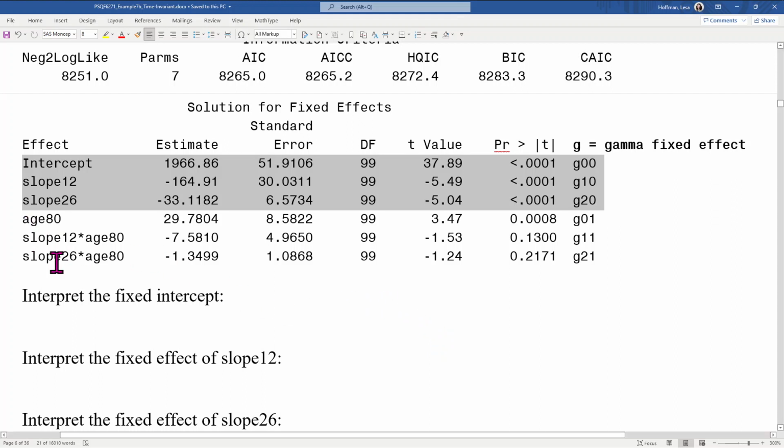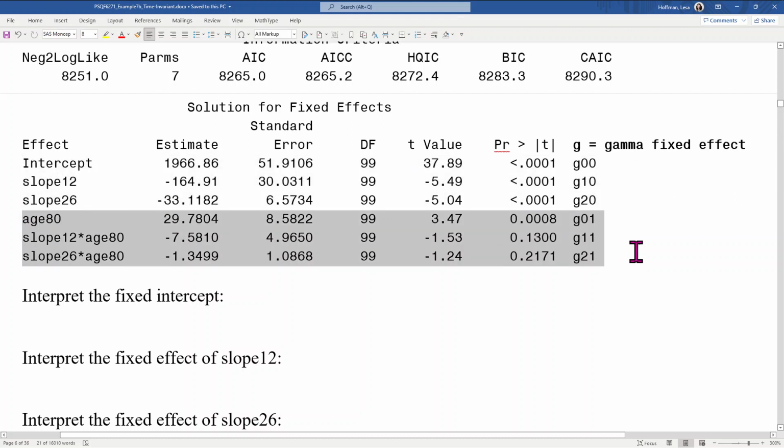Given the effects of age, the main effect moderates the intercept, the interactions of age moderate each slope, so that means that all three of these terms are conditional on age 80. So an 80-year-old is expected to start out at 1967 milliseconds at the first occasion, to improve by about 165 milliseconds from the first to the second occasion, and to continue improving by about 33 milliseconds per session from 2 to 6. Then we went over the interpretation of these terms.